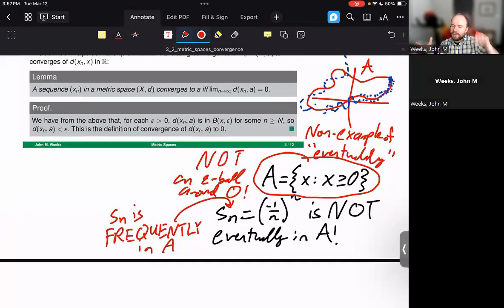Notice that around the point 0, if you wanted to contain an epsilon ball, you need to look at all of the points that are slightly positive as well as those that are slightly negative around the point 0. In order to get to that, you'd have to be able to include negative values inside of your set. But A is strictly the set of non-negative values. So even so, the sequence S sub n being not eventually in A does not disprove that S sub n converges to 0, which it certainly does.